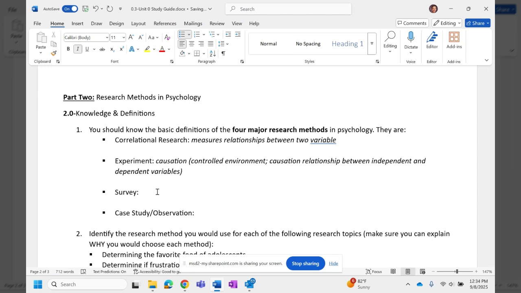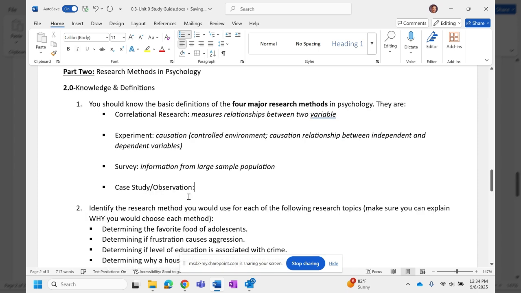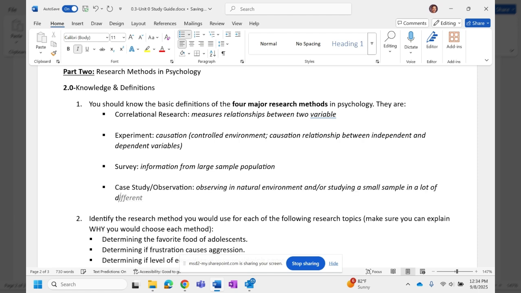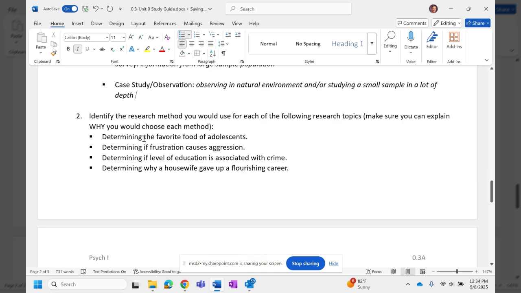Survey gets information from a large sample population and just tells you kind of what is. It's very like qualitative. Case study or observation is observing in natural environment and or studying a small sample in a lot of depth. Might look like an interview too, though technically I guess interviews are a type of survey. But this one we did in class.